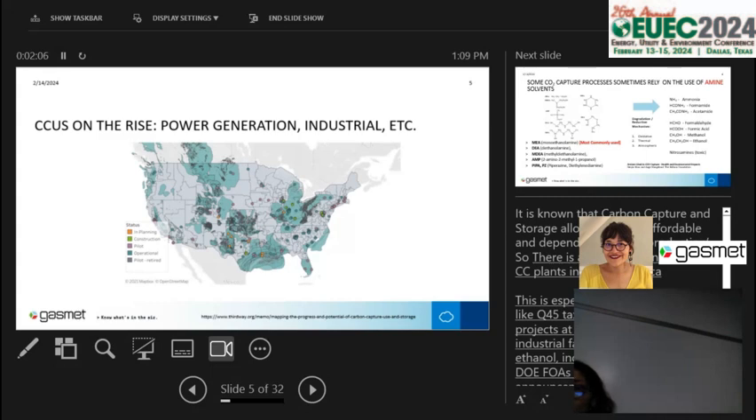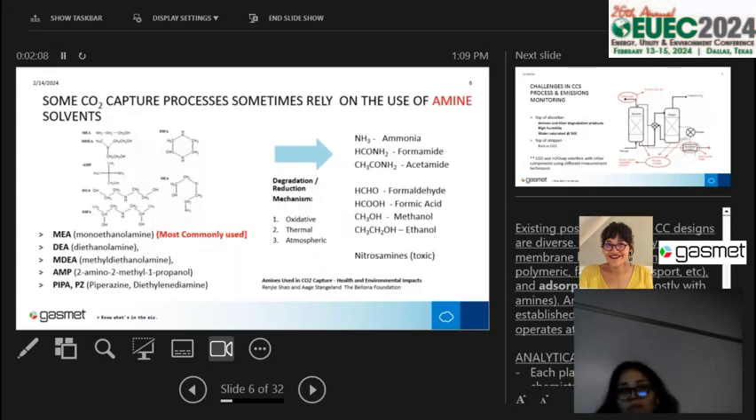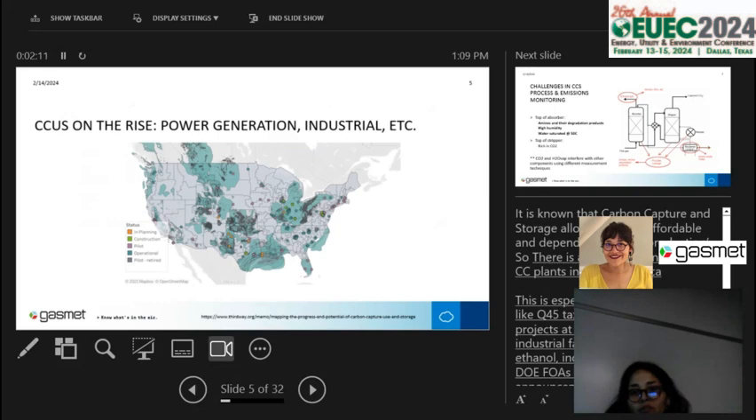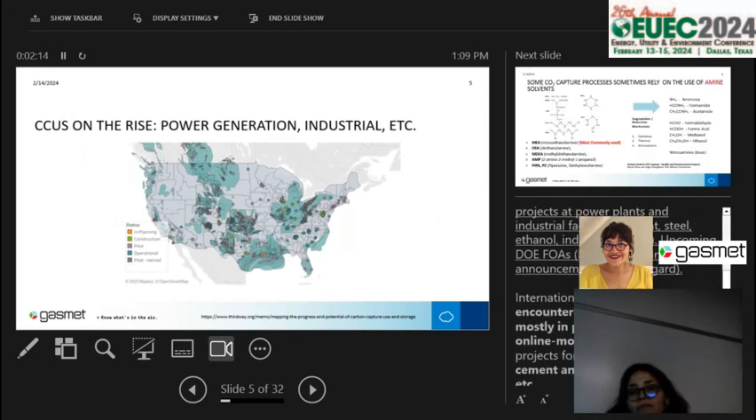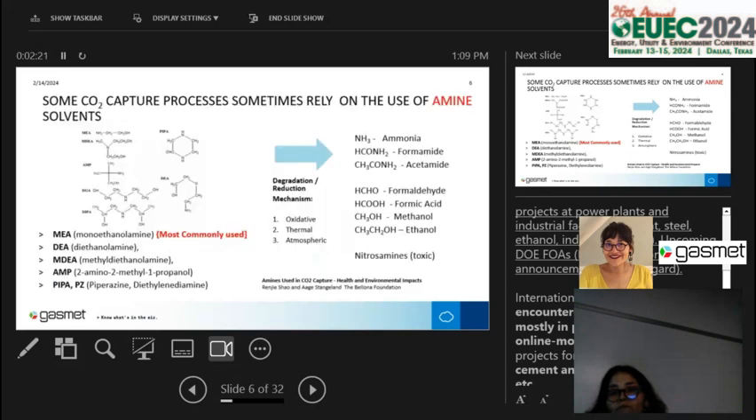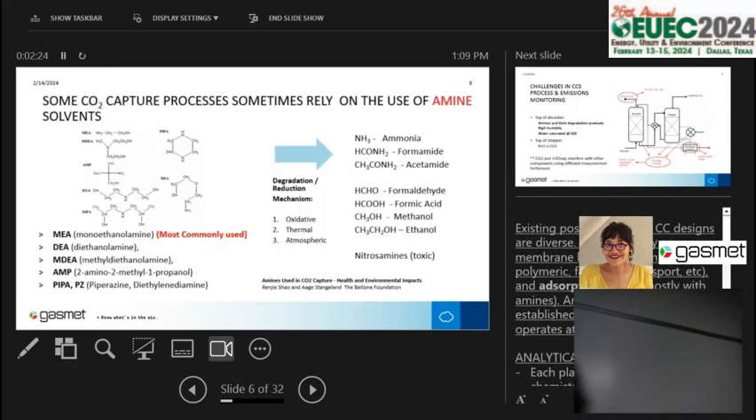So at Gasmet, we have some installations internationally at industrial facilities like cement facilities, power plants, and really anywhere you have flue gases and concentrated components such as CO2 and other volatiles. Carbon capture for us is an important application because it includes a lot of these components that we could potentially measure with FTIR. Existing post-combustion carbon capture designs are diverse.